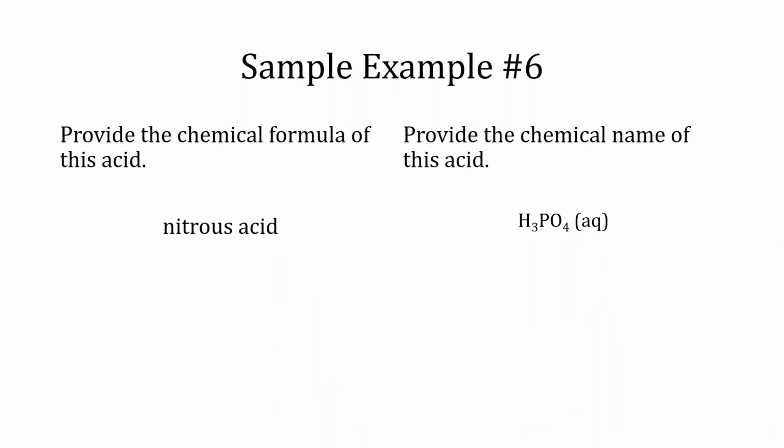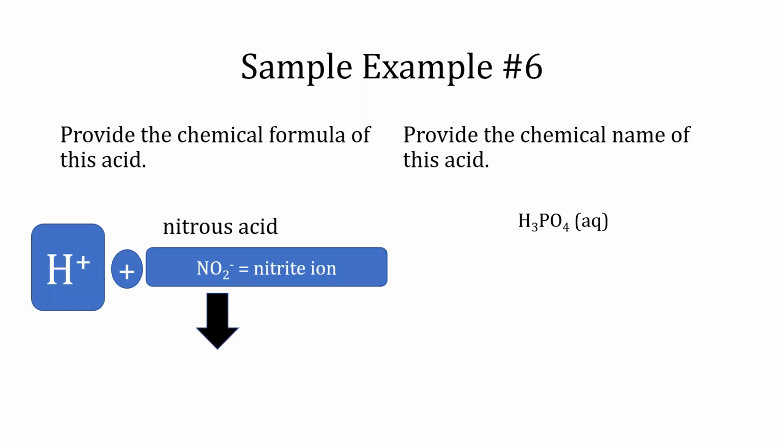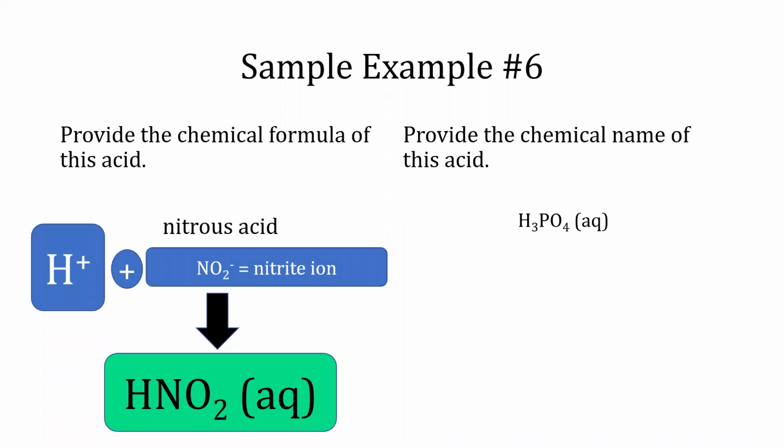Here is sample example 6. Provide the chemical formula of this compound, nitrous acid. Here, the ous ending means that the polyatomic ion ends with ite, and this is NO2 minus or nitrite ion, and when combined with a hydrogen ion, the formula is HNO2(aq).